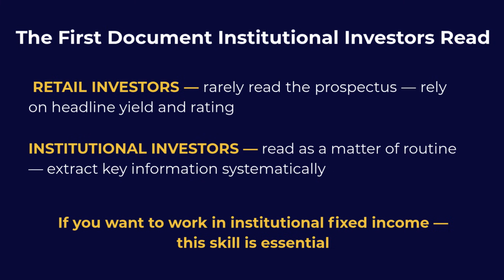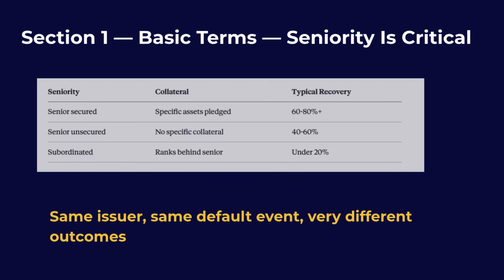Institutional investors read them as a matter of routine. And if you want to work in institutional fixed income, understanding how to extract the key information from a prospectus is one of the most practical skills you can develop. In this video, I am going to walk you through the key sections of a bond prospectus and what institutional analysts are actually looking for in each one. The first section covers the basic terms of the bond.